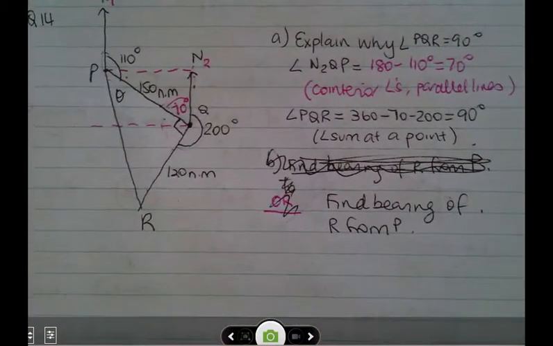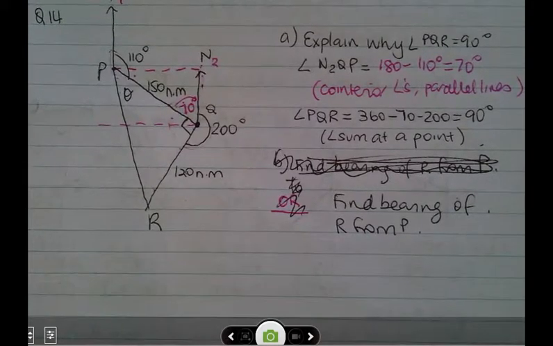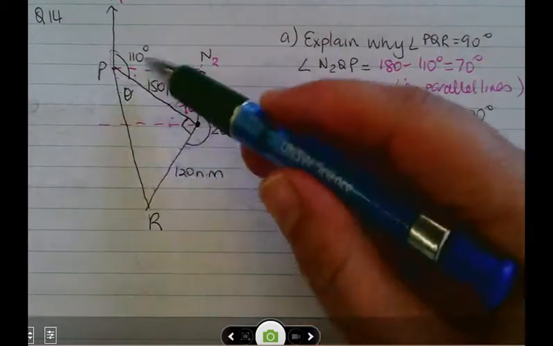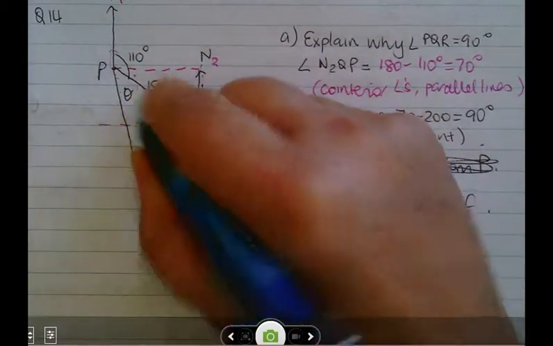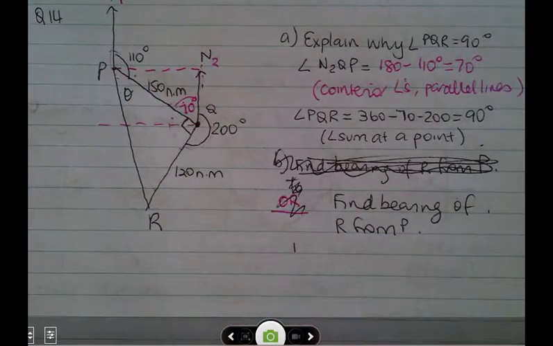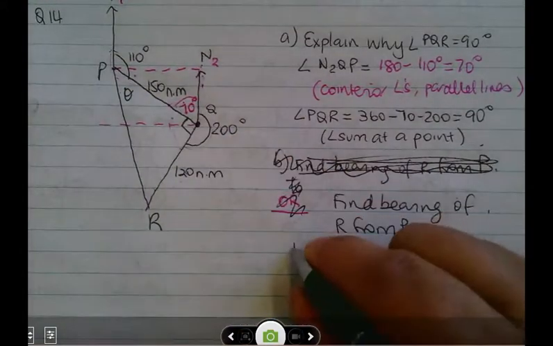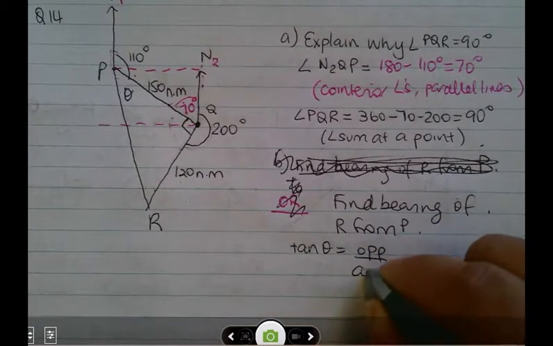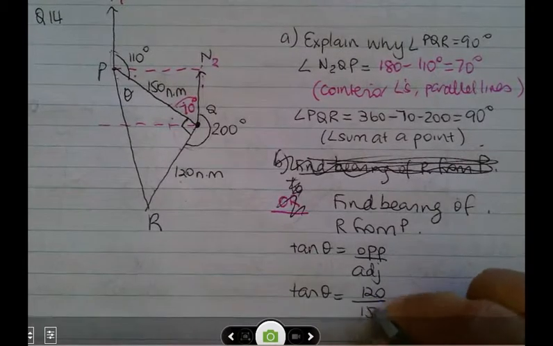So when they say show that this is 90 degrees, explain why it's 90 degrees, you can use trigonometry. You can use either Pythagoras' theorem, which will give you the distance PR, or you can use trigonometry in a right angle triangle. So let's go. What are you going to do from theta? Sine, cos, or tan? Tan theta is opposite over adjacent. Tan theta is 120 on 150.